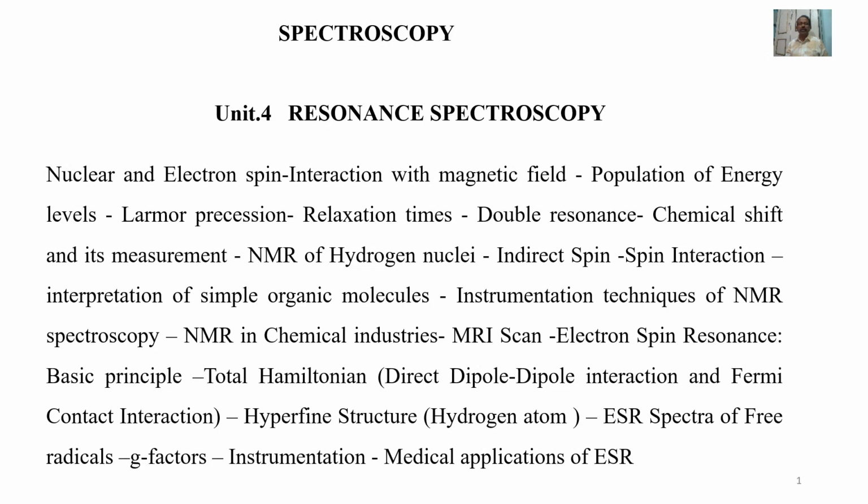We shall discuss resonance spectroscopy. It mainly deals with nuclear magnetic resonance and electron spin resonance. Resonance spectroscopy is a powerful technique that uses the magnetic properties of atomic nuclei to study the molecular structure, dynamics, and reactions.